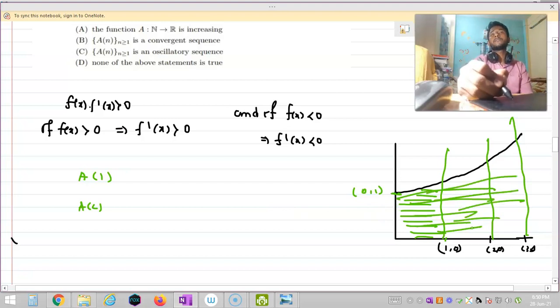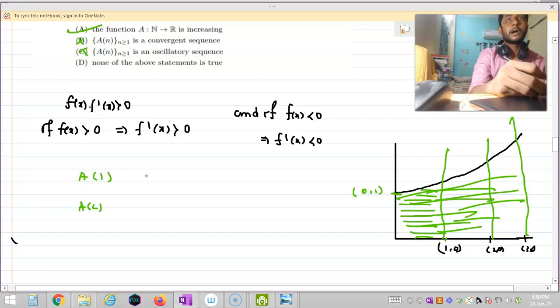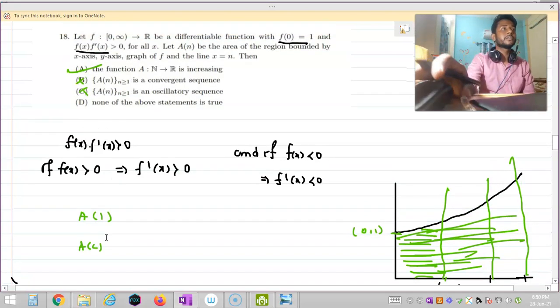So you can easily feel that this is an increasing sequence which is unbounded above, so it cannot be convergent. So option B is not true. This is not oscillatory and it is increasing. So option A is our correct option. That's all about question number 18.